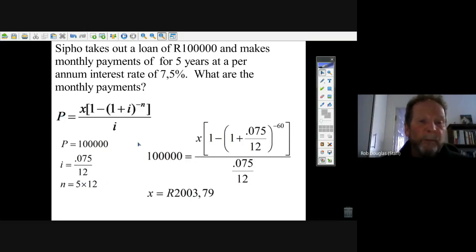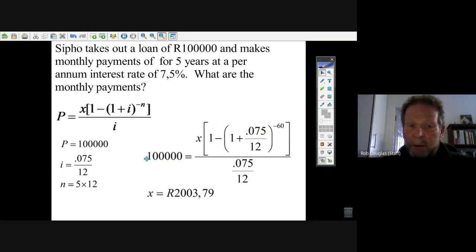All you do is you go P is 100,000. The i part is 0.075 over 12. And n is 5 times 12, which is 60. So this is the formula you have. And then all you do is go 100,000 and then divide it by this that you type into your calculator. I actually put 100,000, then I put it over, and I type in exactly that, and I press equals, and I get exactly what those payments are going to have to be: 2,003 Rand and 79 cents.